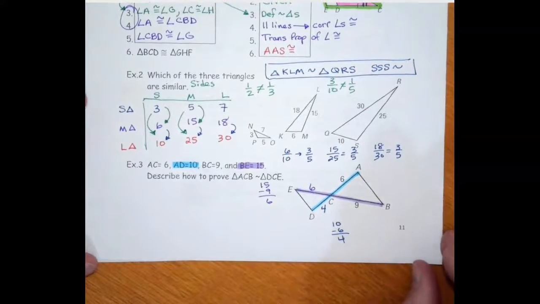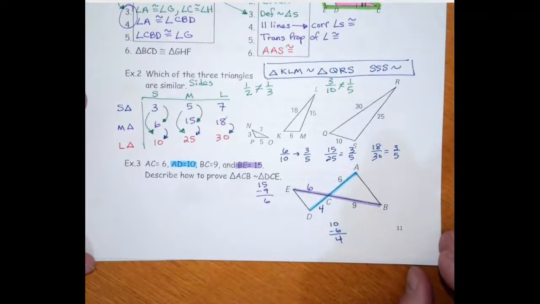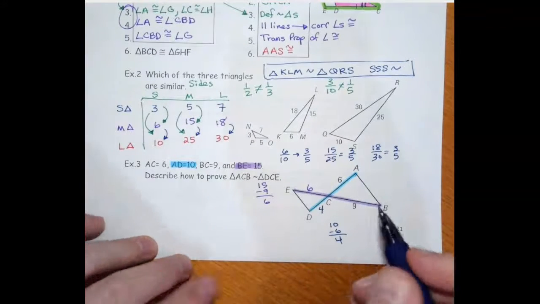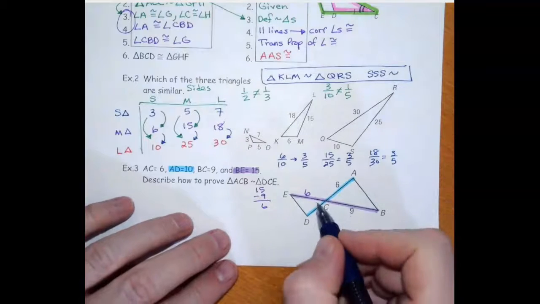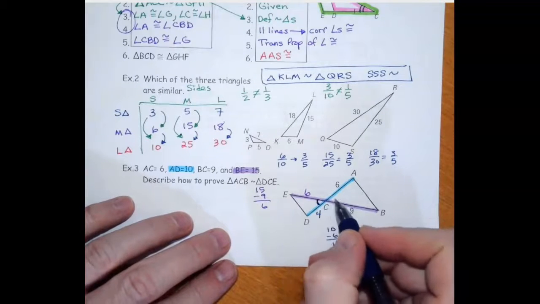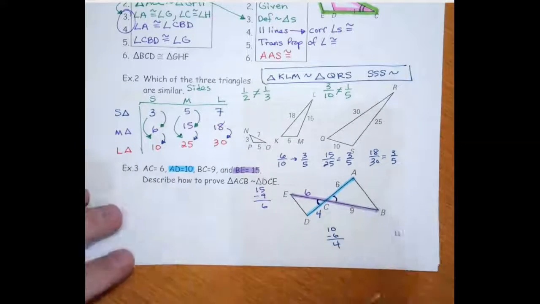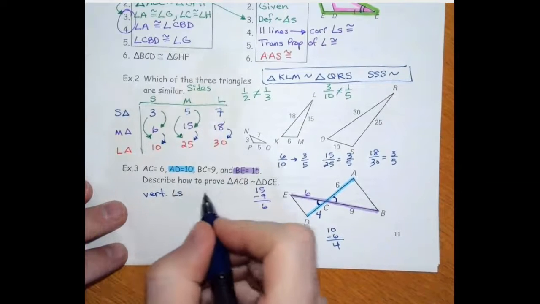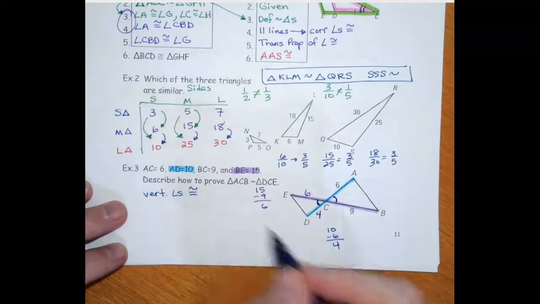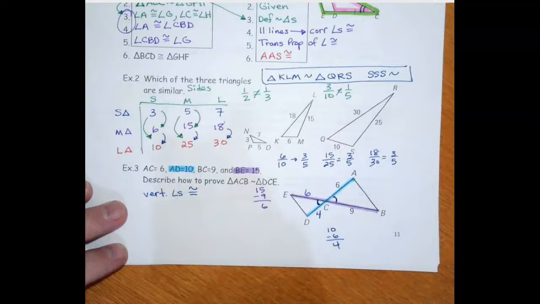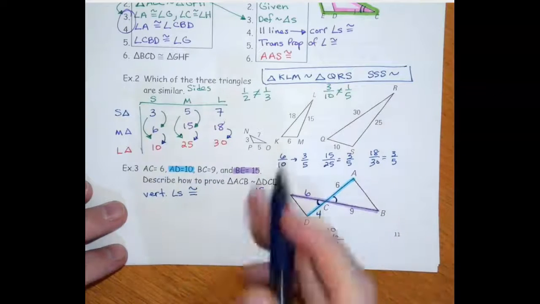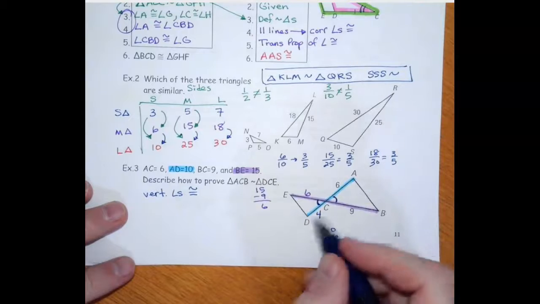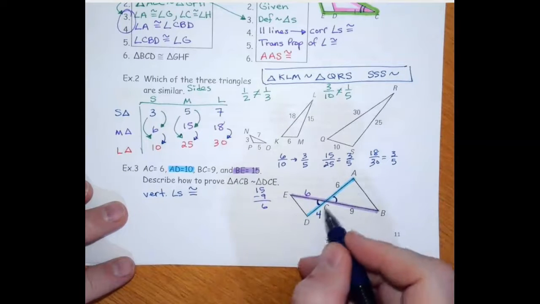Okay, so describe how to prove that this triangle is similar to this triangle. Well, let's just start right here. We have these angles here. So we have vertical angles, and so we can say vertical angles are congruent. So we have those angles. Now, if we test these sides, let's do the small over the large.